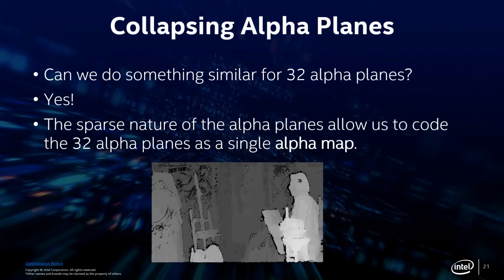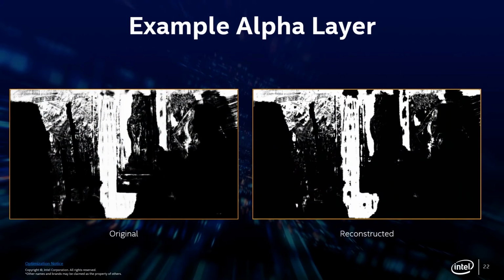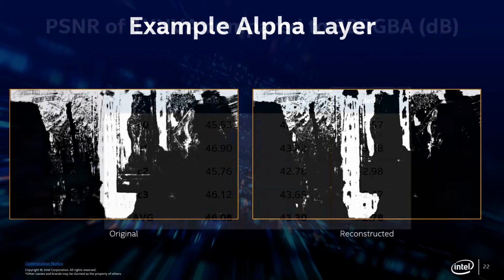This picture here is a representation of all 32 alpha layers collapsed together. And so here on the left-hand side, we see one of the original 32 alpha planes. And when we go to the right-hand side here, this is one of the planes that we have reconstructed from that single alpha map. And so there are definitely differences between the two, but they are at a high level pretty similar to each other. So let's go ahead and quantify the results there.